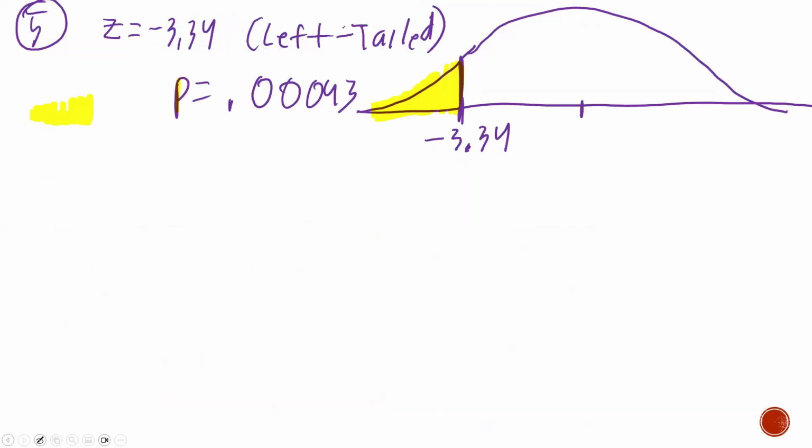Also, I want to point out here just before that alpha is 0.01. So this area right here, aka the probability, is 0.00043, right? So what does that mean? Let me explain what that means.